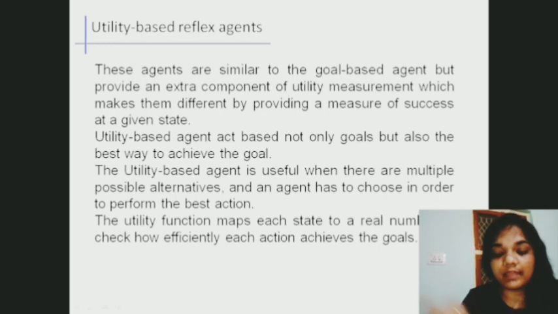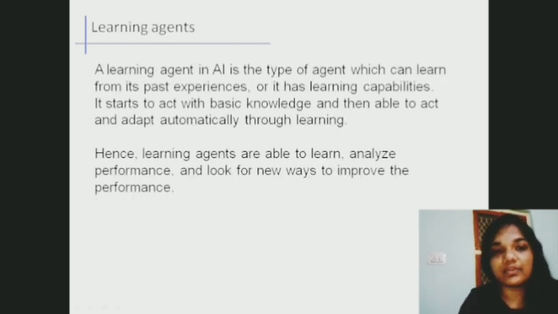Now we will be seeing the last agent that is better than all these agents, and it is learning agents. A learning agent in AI is the type of agent which can learn from its past experiences, or it has learning abilities. It starts to act with basic knowledge and then is able to act and adapt automatically through learning. Hence, learning agents are able to learn, analyze the performance, and look for new ways to improve the performance.